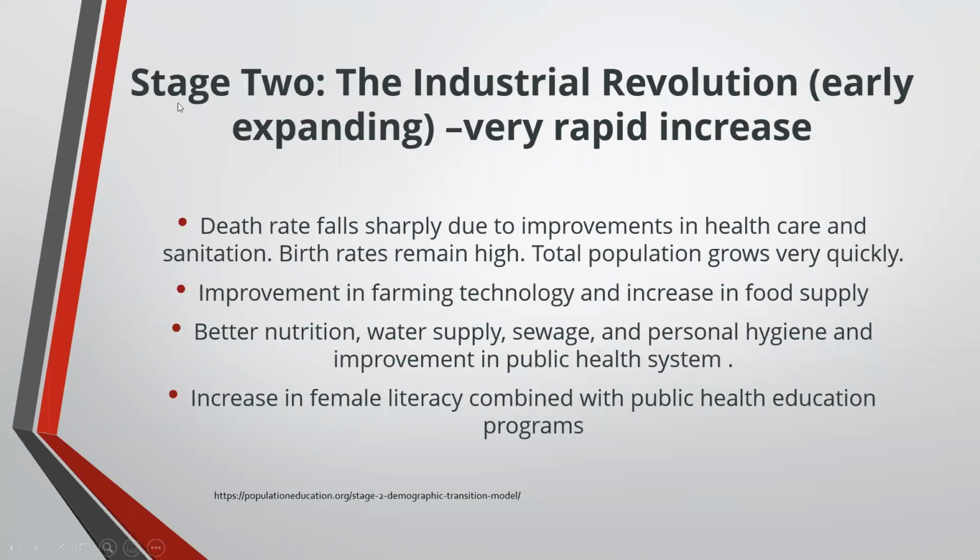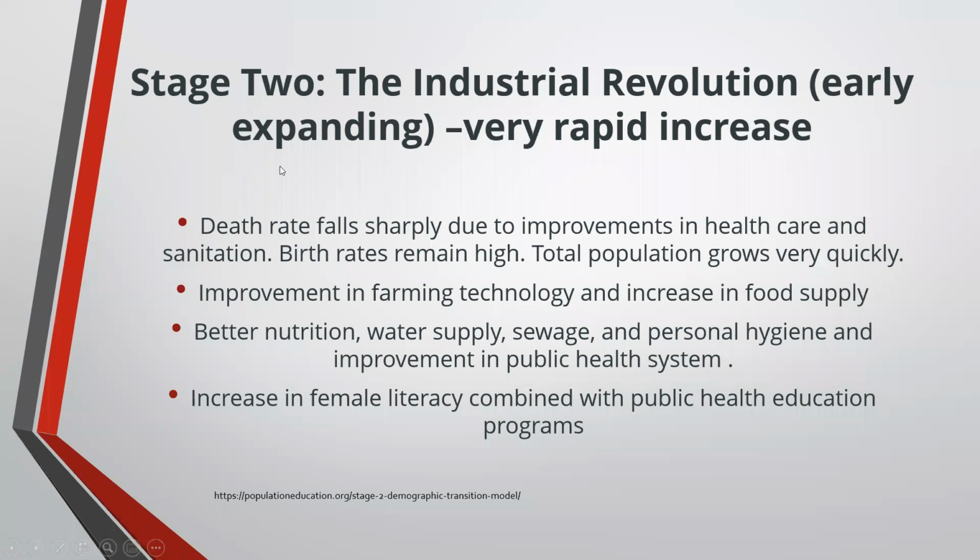So in stage two, the industrial revolution, that is early expanding, the death rate falls sharply due to improvements in healthcare. It all started before the 19th century, but mostly in that era. And the birth rates remain high, so the total population grows very quickly.